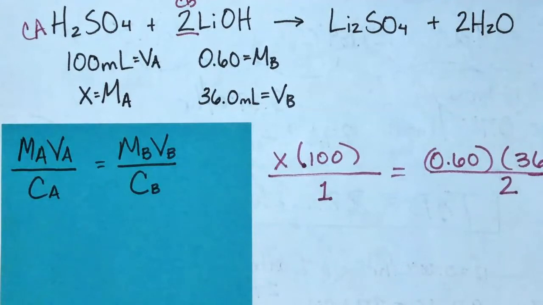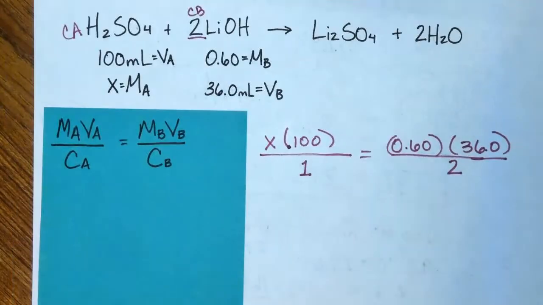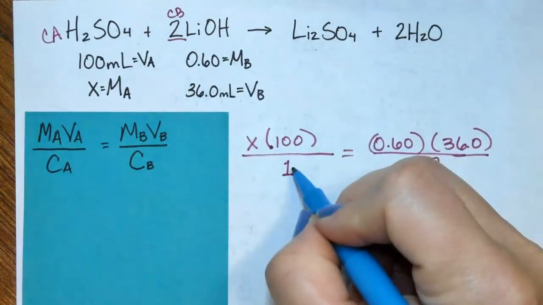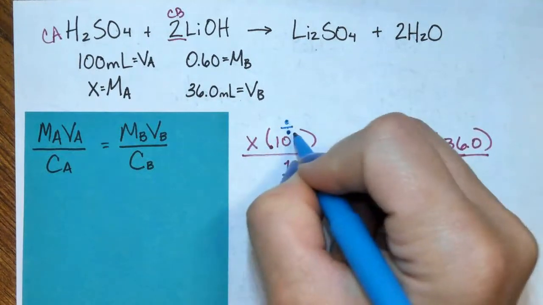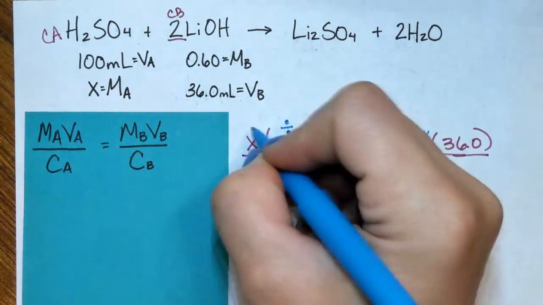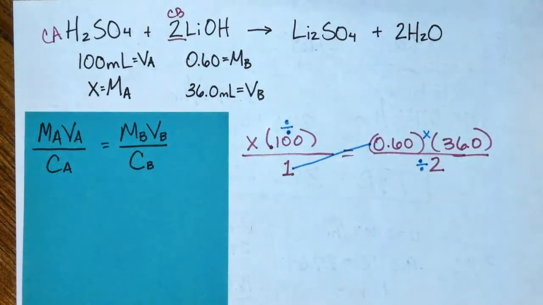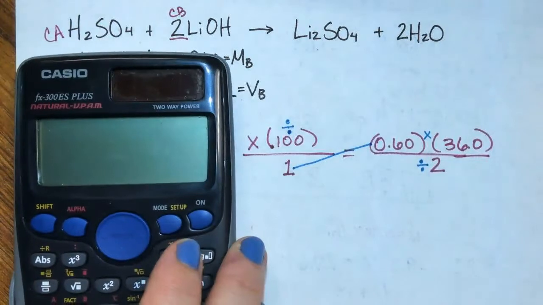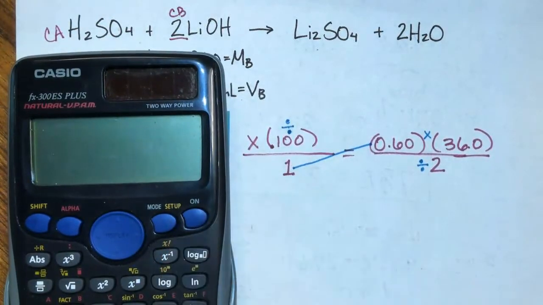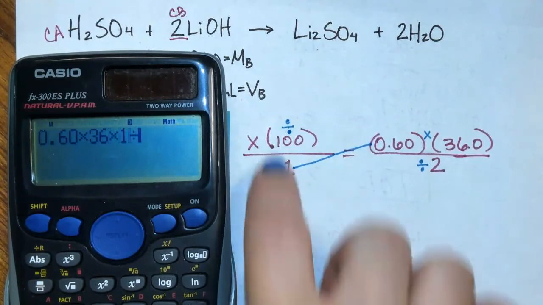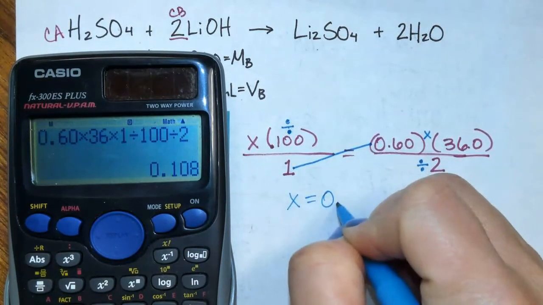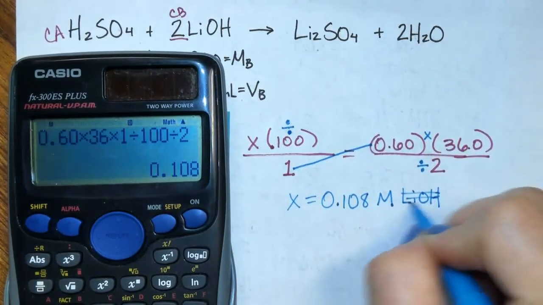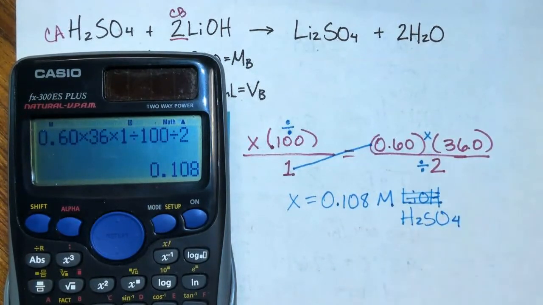And now to solve this, you will just cross multiply. So we'll take this 1 times 0.60 times 36. We'll hit divided by this 100 because it's next to the X, and then divided by this 2 because it's across with the X. And when we type this into our calculator, we're going to get 0.60 times 36, and then times 1, divided by 100, and then divided by this 2. And so we're going to get X is equal to 0.108. I'm sorry, that is the molarity of our acid, sulfuric acid, because that's what we didn't know.